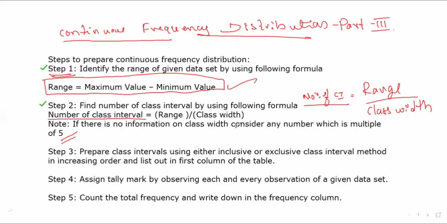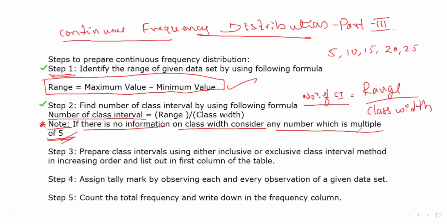But for academic and examination purposes, in a given data set, we used to mention the class width. Suppose there is one note point. What is that note point? If there is no information on class width, consider any number which is a multiple of 5. For example, you can consider 5, 10, 15, 20, 25, like that. Is it clear?